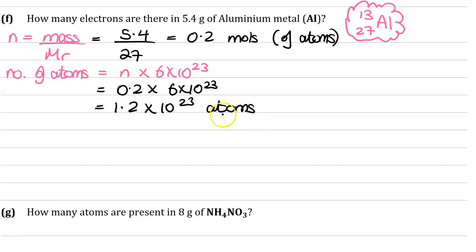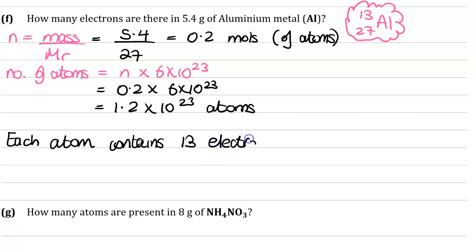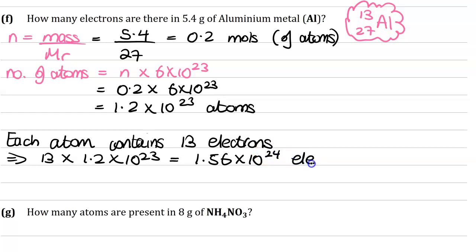Now we've figured out how many atoms there are, but we can see, as I've written up here already, each atom up here has 13 electrons. Okay, so what we need to do then is go, each atom contains 13 electrons. So this implies we have 13 multiplied by 1.2 by 10 to the 23, which is 1.56 by 10 to the 24 electrons.